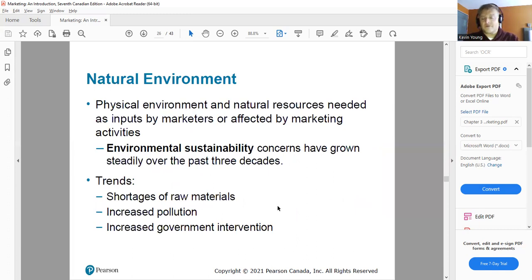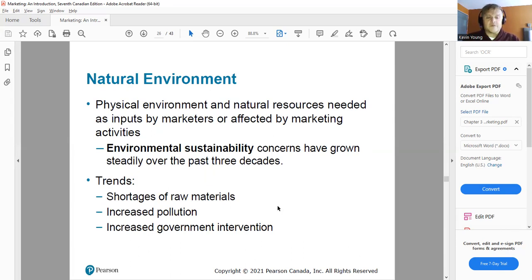We have the natural environment. This is the physical environment, with natural resources needed as inputs by marketers or affected by marketing activities. Environmental sustainability concerns have grown steadily over the past three decades, right? You look at the Amazon, you look at the chopping down of forests, deforestation, and obviously many populations are very concerned with this.